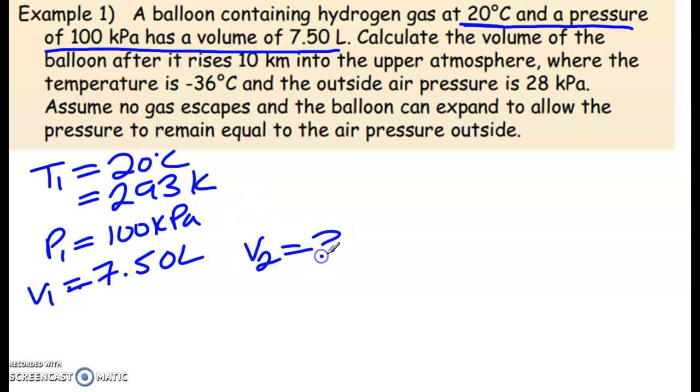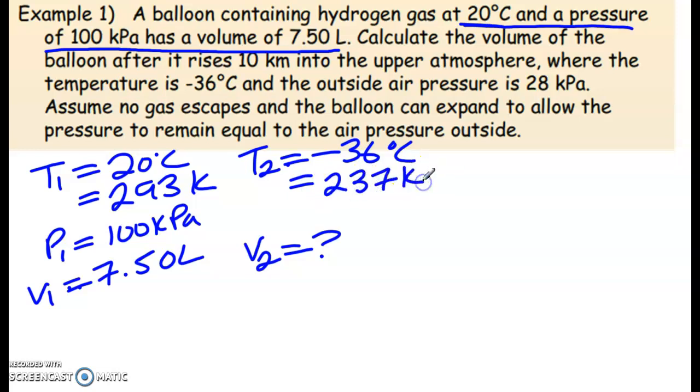Okay, so calculate the volume of the balloon. So we know we're calculating for the volume. After it rises 10 kilometers into the upper atmosphere, where the temperature is now negative 36 degrees Celsius, right? So negative 36 plus 273, we get 237 Kelvin.